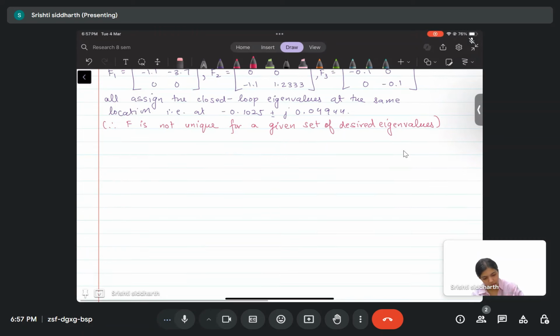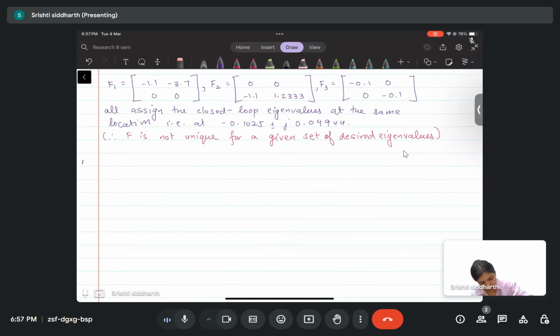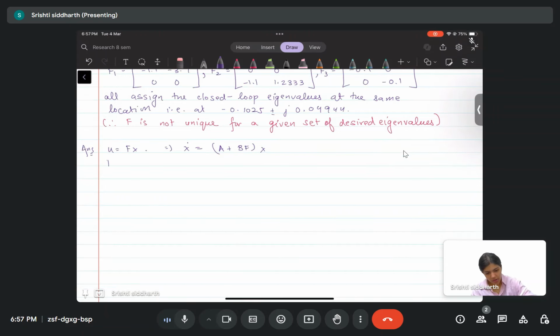Alright, so how do we check this? This is very simple. U is Fx, which implies that x dot is A plus BF times x. So all we have to do is find out the eigenvalues of A plus BF for F1, F2, and F3. So the first one is the matrix F1. Just a second.